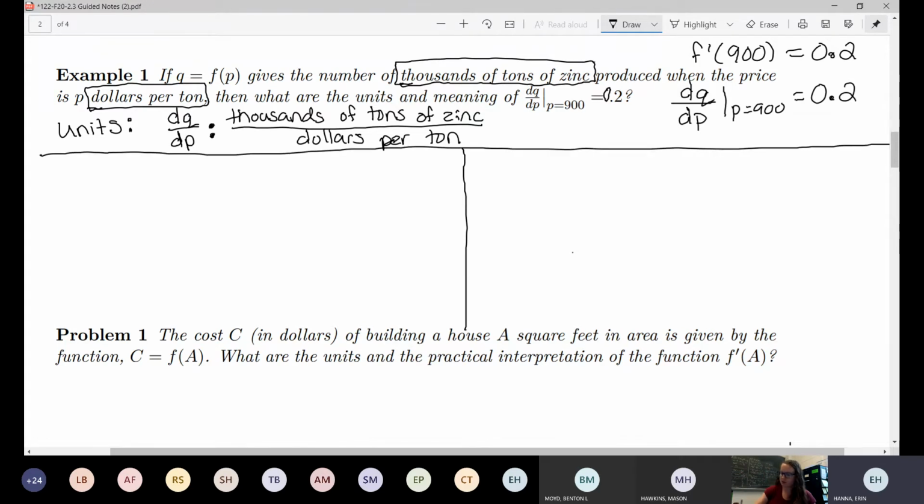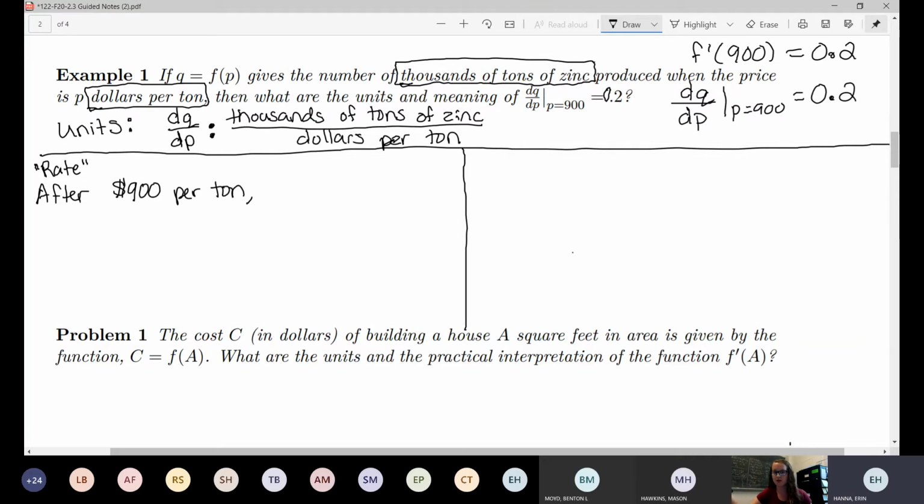So now I want to interpret this. Say I go with my rate way first. The first thing I have to tell them is essentially the starting x value. Here our x's are our p values, so the p value would be 900. So we're going to say essentially after $900 per ton, starting x value.